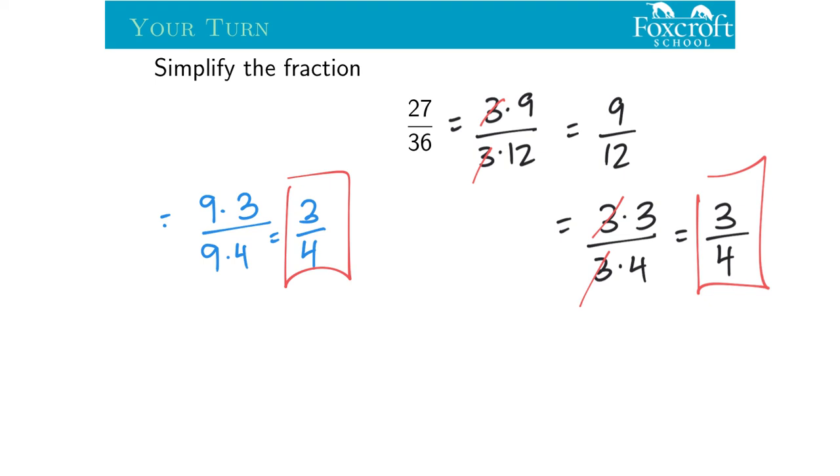An alternative would be, instead of doing these 2 steps, you could just recognize right away 27 and 36 are both multiples of 9. So the 9 you can get rid of, and I get that 3 over 4.